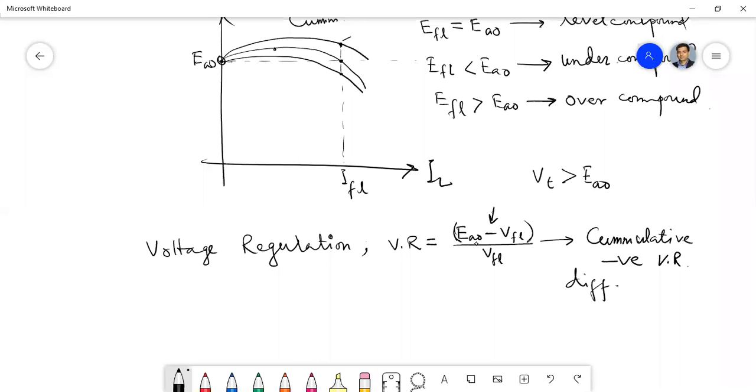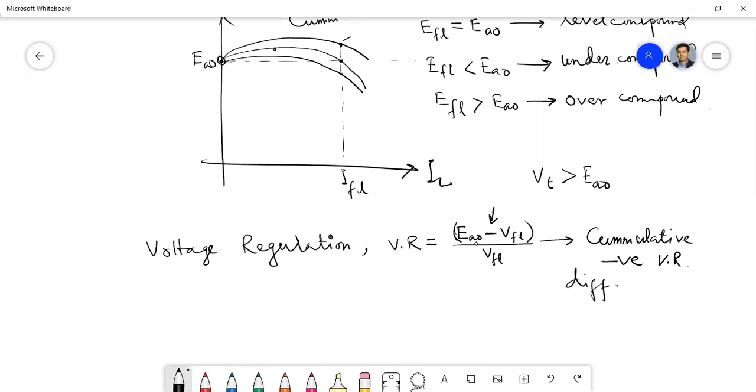So sometimes the level compound is also called the flat compound. Again, that depends on the design of the machine, because once the machine is designed, then you cannot change the type of excitation. If that is giving you a level compound or over compound or under compound, that will be fixed. The characteristics will be fixed.